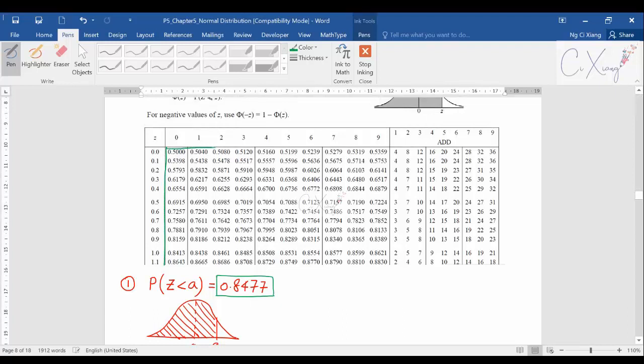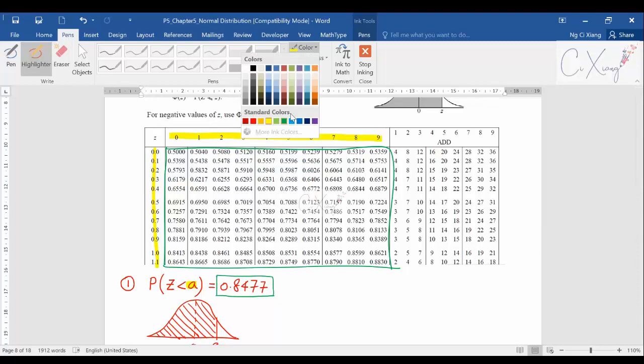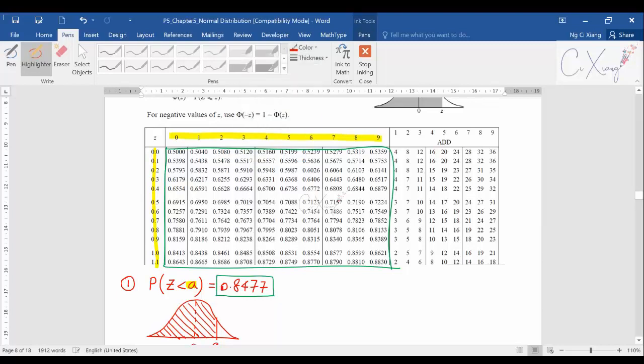Now, I think previously I told you, the value of a denotes all the value here. After you find out the value from here, then you get the area. So now you are doing it the other way around. That means you need to find out the area from inside the graph. So how can you find it out? The technique is like that.